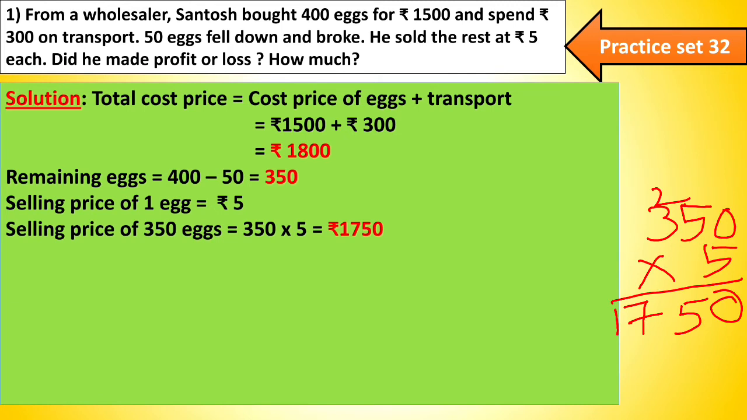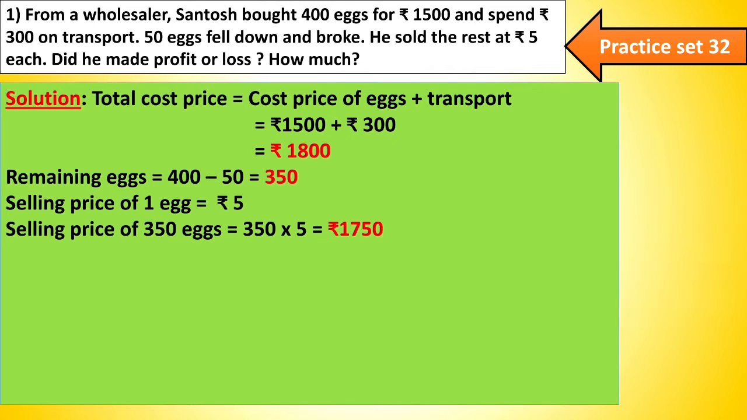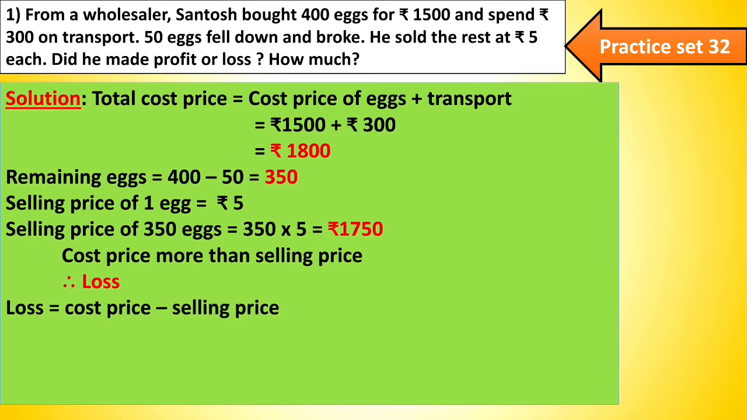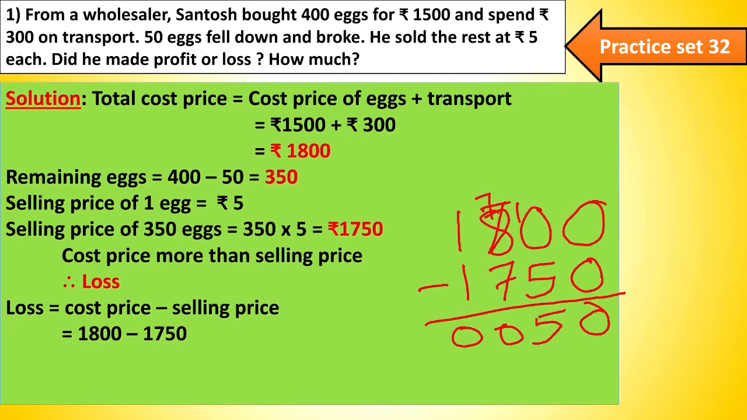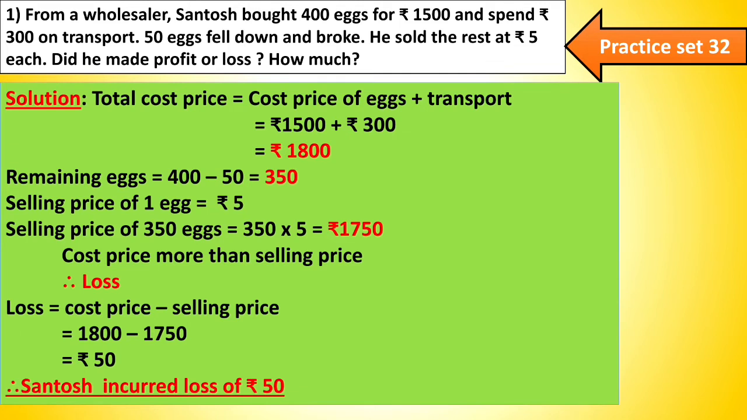You will do the rough work. 350 multiplied by 5, we get 1750. Our cost price is 1800 and selling price is 1750. Here cost price is more than the selling price, so Santosh suffers a loss. So we will put the formula: loss equals cost price minus selling price. 1800 minus 1750. Here we get how much? 50 rupees. It means Santosh incurred a loss of rupees 50.